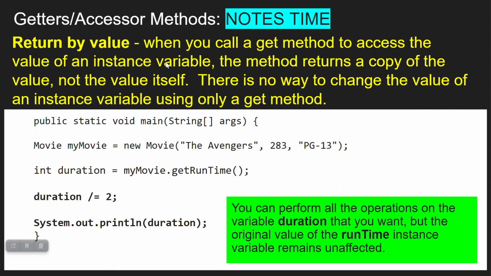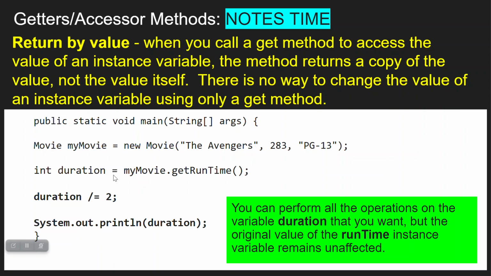And then finally, we want to understand, with both get methods and set methods, this concept of what's called return by value or call by value. So, return by value. Get methods are return methods, and when you call a get method to access the value of an instance variable, the method doesn't actually return the instance variable itself. It makes a copy of the value and returns a copy of the value. So what that means is there is no way to change the value of an instance variable using only a get method. That's the whole point of set methods, is it allows you to get access to those values and change them.